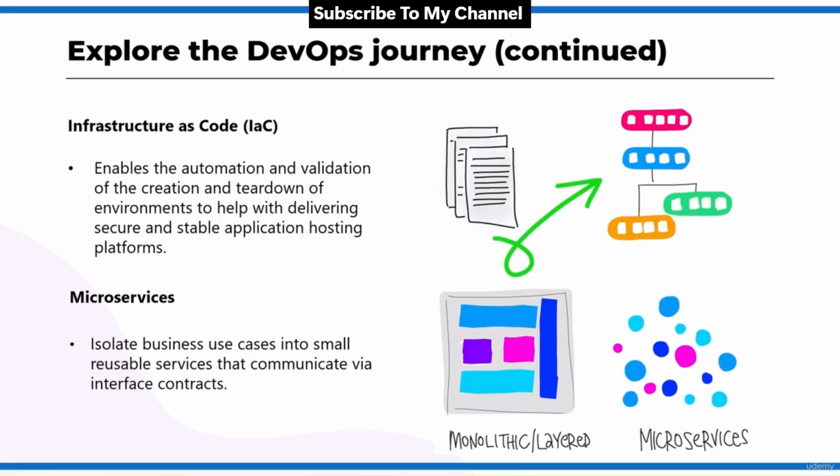Now the next piece of the DevOps journey is infrastructure as code. This enables the automation and validation of the creation and tear down of environments to help you deliver secure and stable application hosting platforms. When you're doing this, your infrastructure, your virtual machines, your hard disks, and your other deployment resources can be automated with the help of a configuration. This configuration is mostly going to be in JSON file format, or maybe you're going to have a configuration in Bicep format or Terraform.